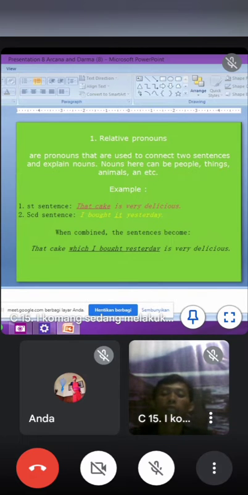Number 1, relative pronouns are used to connect two sentences and explain nouns. They can be people, things, animals, and text. The example: the first sentence, that cake is very delicious. The second, I bought it yesterday. When combined, the sentence becomes, that cake which I bought yesterday is very delicious.